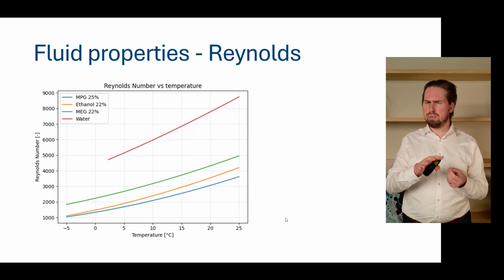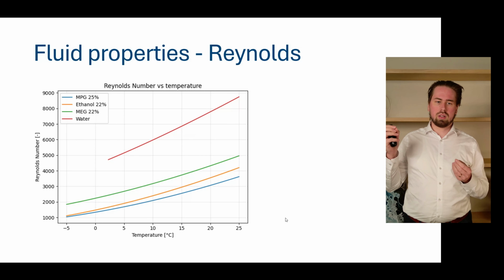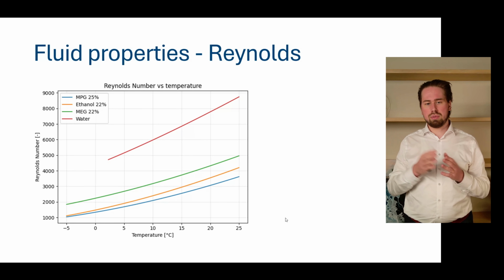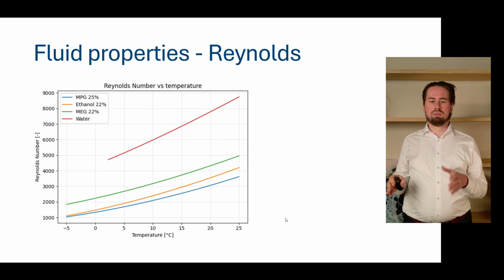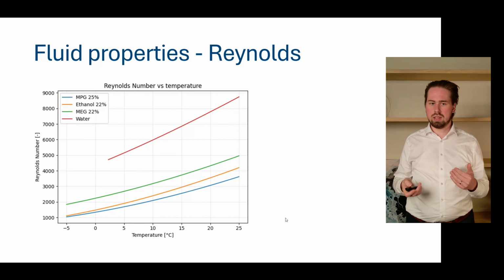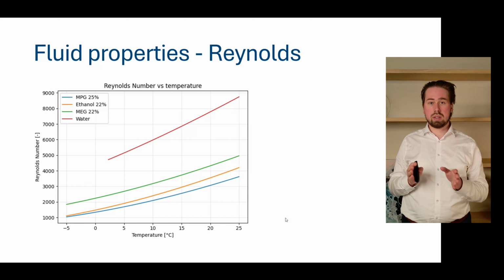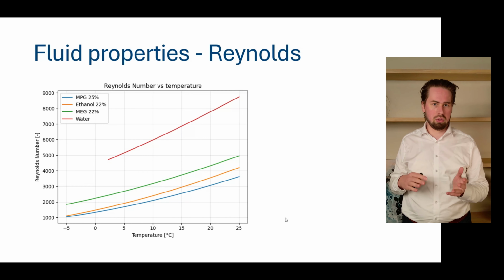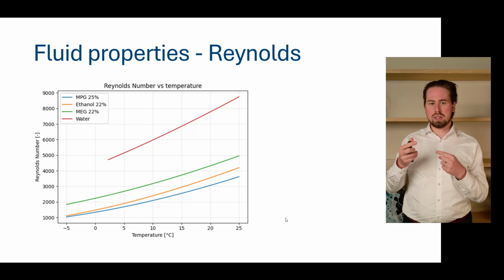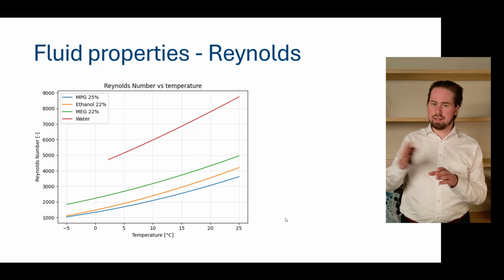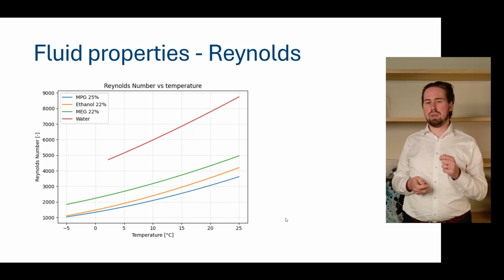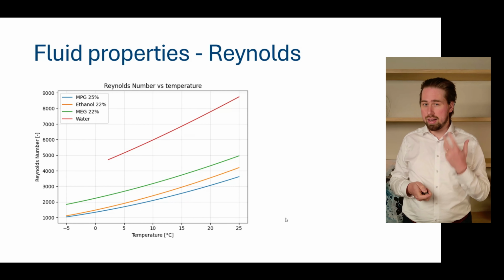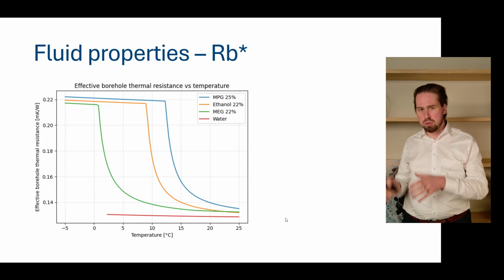This was, by the way, for a single DN40 probe, and it goes up to 3500 for 25 degrees. So in this temperature range, from -5 to 25 degrees in this case, we will cross the limit from laminar to turbulent flow. And for all other fluids, we also will cross that, but at a different temperature.